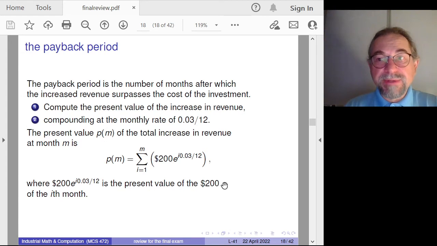The payback period also questions the lifespan a little bit. The lifespan is somehow expected, but what if it would break down earlier?